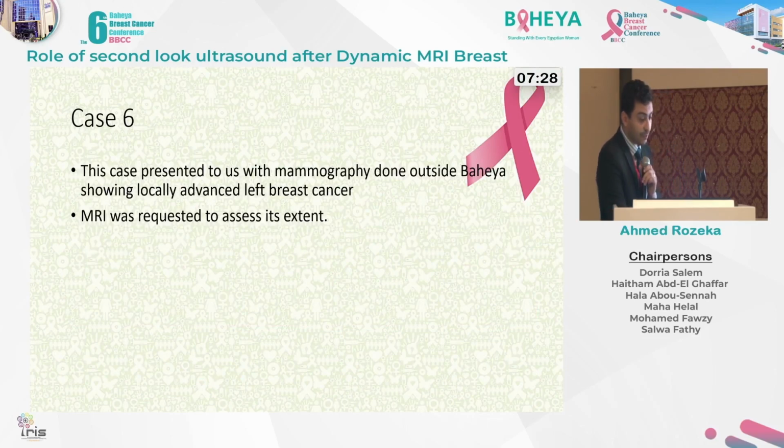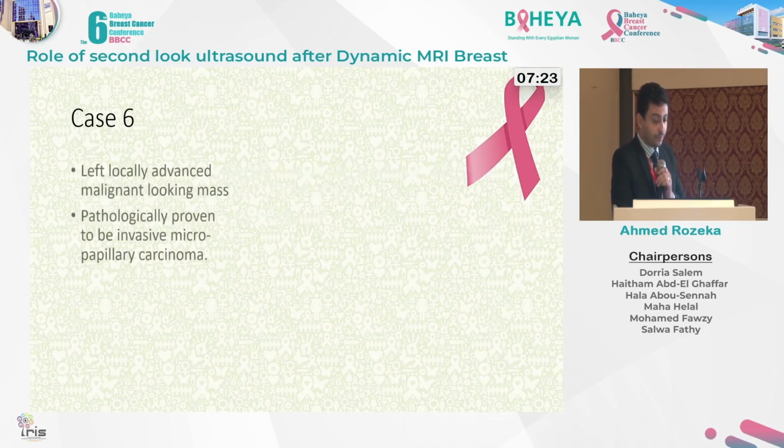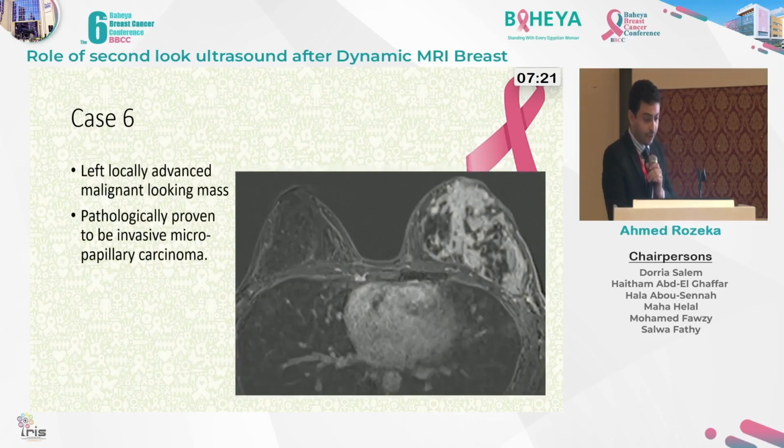Case number 6. This case presented to us with a mammography done outside Bahia that showed locally advanced left breast cancer. MRI was requested to originally assess the extent of the left breast cancer. As we can see, the mass on the left side is occupying the whole breast, pathologically proven to be invasive micropapillary carcinoma.